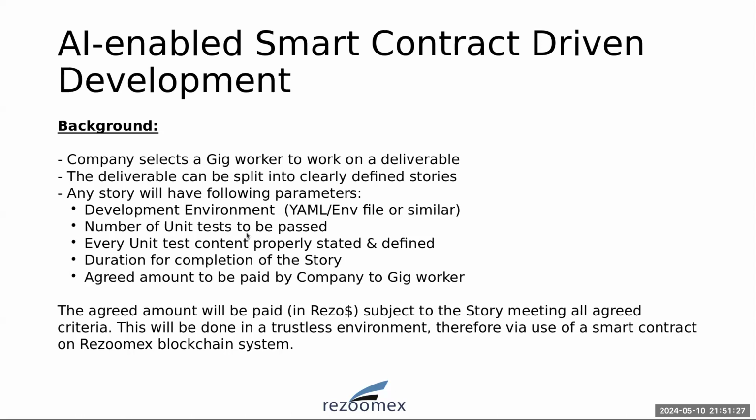But that's not enough, right? I can agree to 10 tests and then just do any 10 tests. Let's say there are certain tests which I need to pass, and later I change one of the tests to a different one, maybe an easier one. The number still meets the 10 unit tests, but it is not exactly passing what was agreed. To ensure that constraint is also met, we have this third criterion: every unit test content must be properly stated and defined. This will be a set of unit tests that will be part of the T&C, the terms and conditions of the agreement.